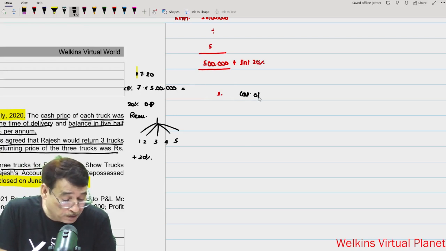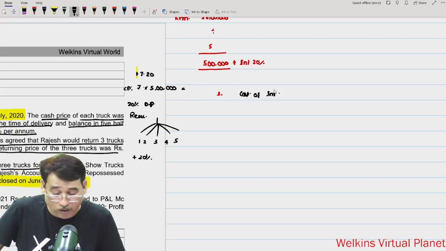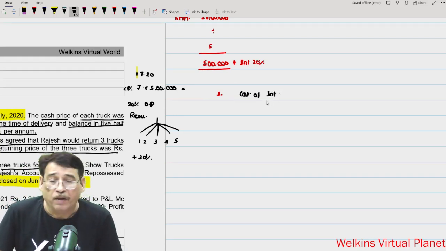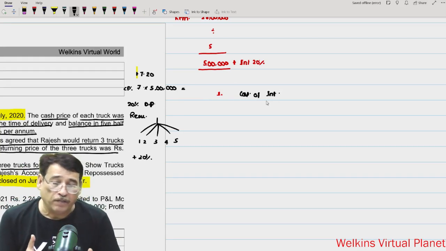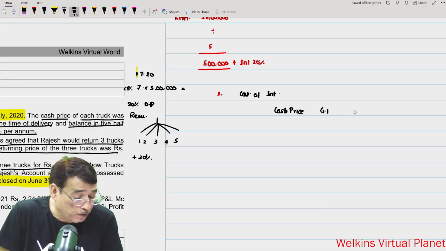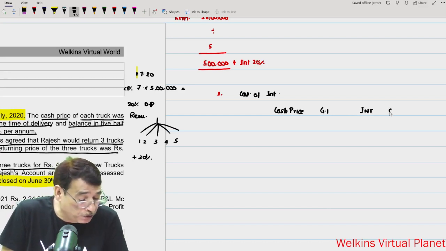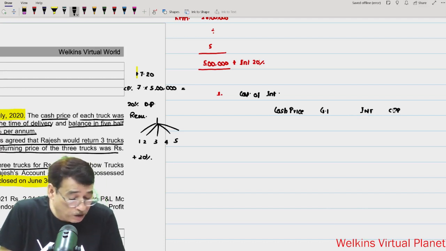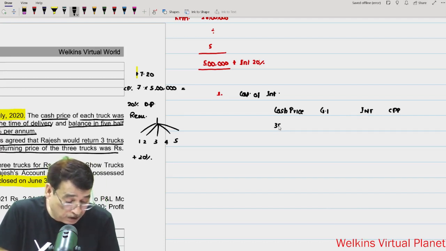Calculation of interest. Now, if you are going to compute the interest, now you tell me how you are going to compute the interest. Rate of interest is given. Cash price is also given. So we shall write cash price. We will write gross installment. We will write the interest amount. And we will write the cash price portion also. What is your cash price in this case, sir? 35 lakh.